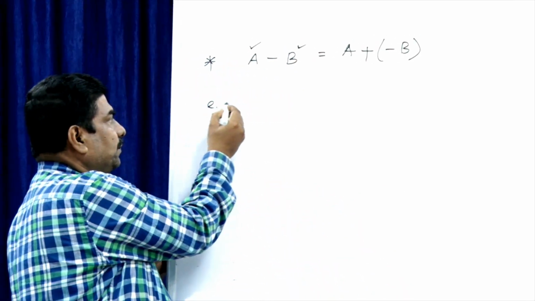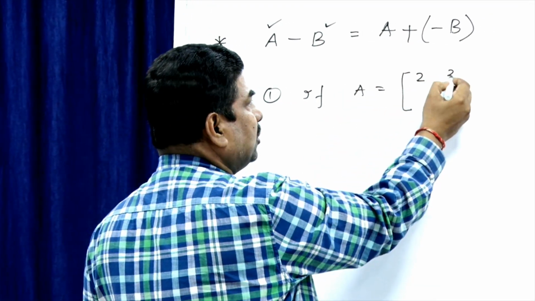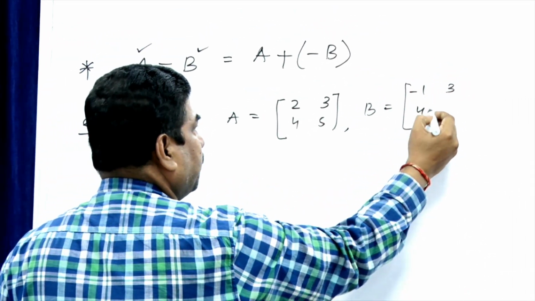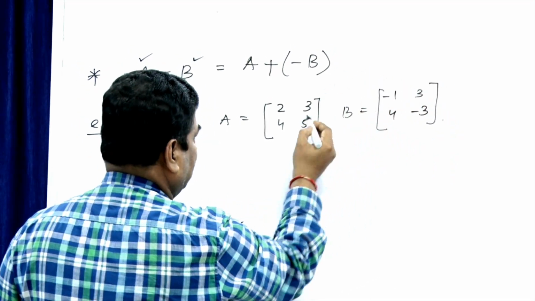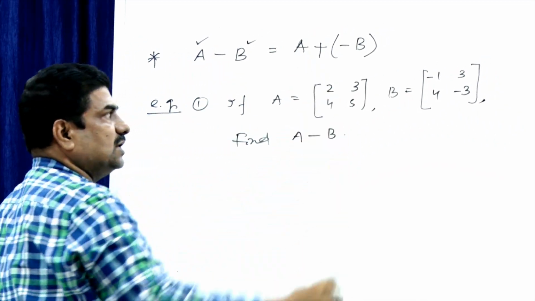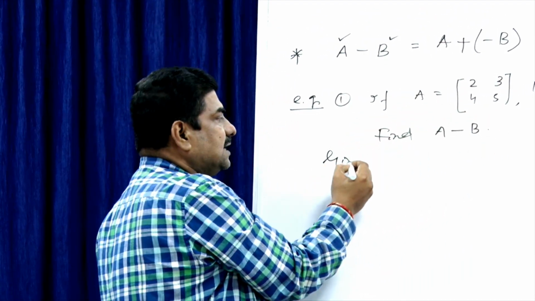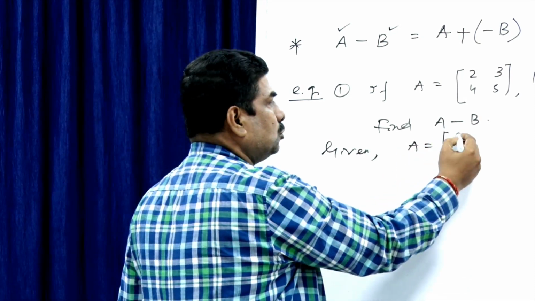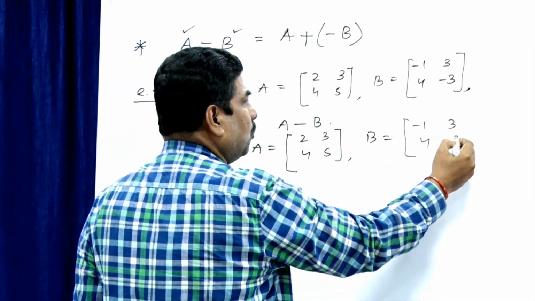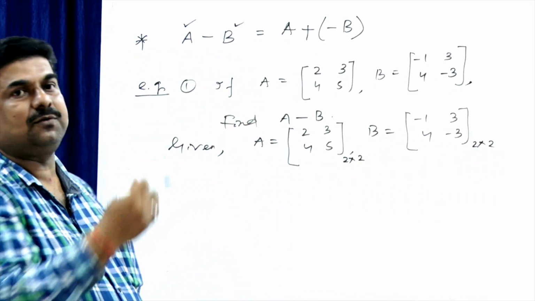Take one example. If A is equal to [2 3; 4 5] and B is equal to [-1 3; 4 -3], then find A minus B. Here the given condition is A equal to [2 3; 4 5] and B equal to [-1 3; 4 -3]. Both are of the same order.